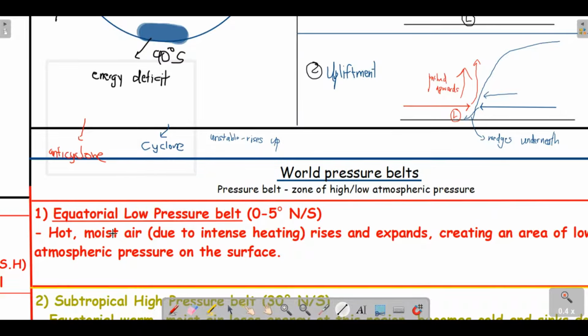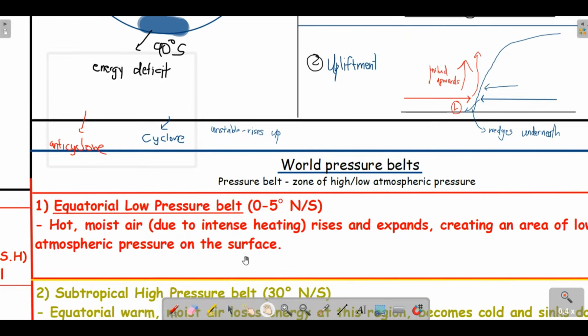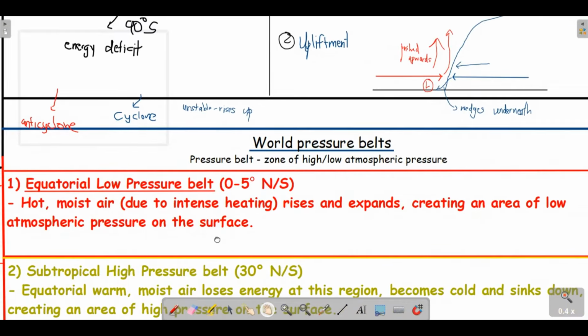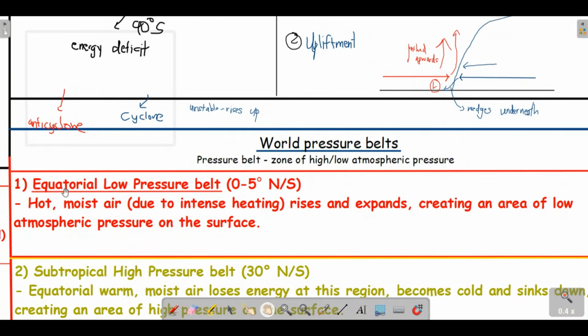I did not say low pressure belt. I did not say equatorial belt. I said the equatorial low pressure belt. So you have to ensure that you write that in full. Okay? Write it in full, guys, or else you are not going to get all the marks. So that's the name of the pressure belt. It's the equatorial low pressure belt.